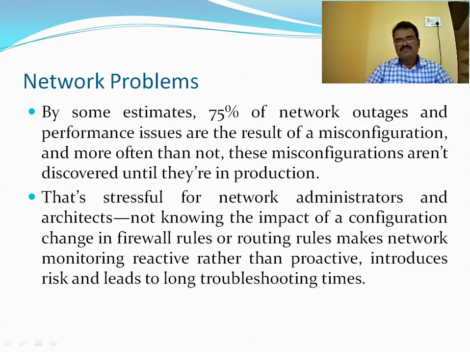So generally, what are the network problems? By some estimates, 75% of network outages and performance issues are the result of misconfiguration, and more often than not, these misconfigurations are not discovered until they are in production. So generally, some network issues are misconfigured, and those are not recognized until the problem exists.